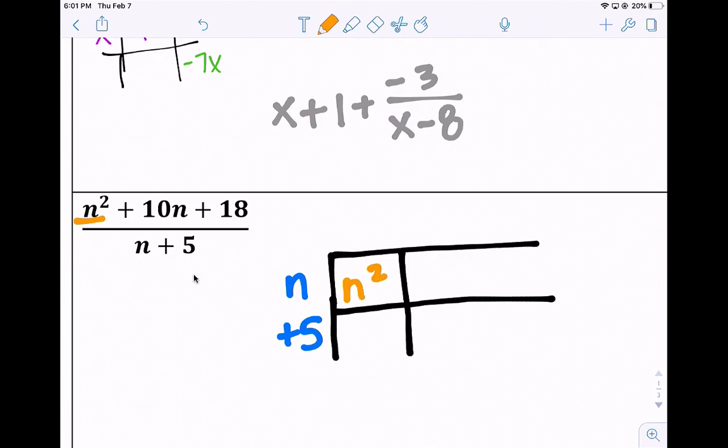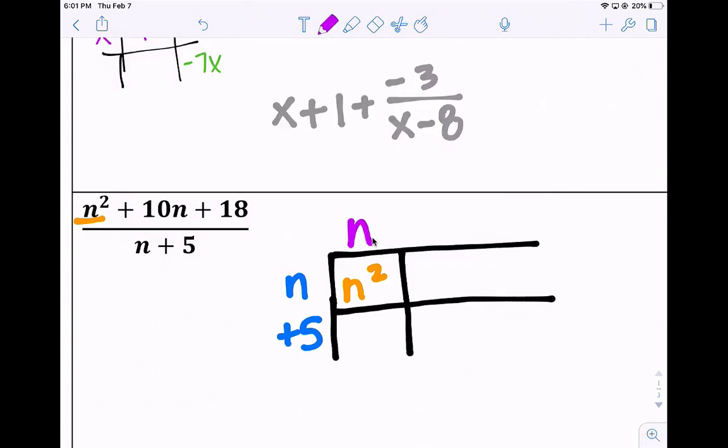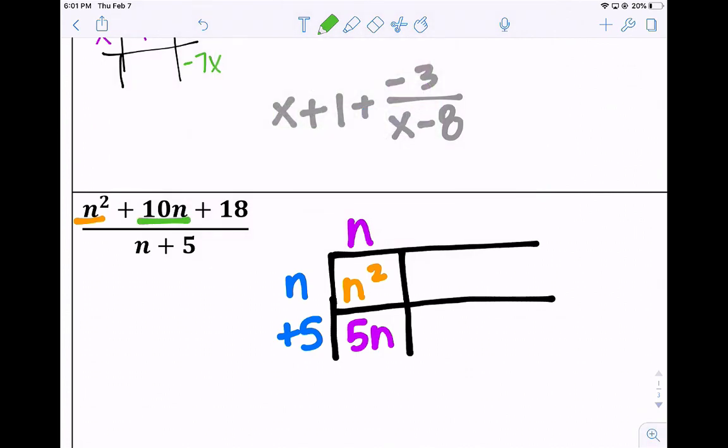So now we're looking at, well, n times what will give us n squared? Hopefully you know that that's n. Then we take that n here, and we multiply it by 5 to fill in this box. So n times 5 is 5n. So we have 5 n's. We don't want 5 n's. We want 10 n's. So I need to figure out what do I add to 5n to get to 10n. Well, 5n plus another 5n would give me 10n.